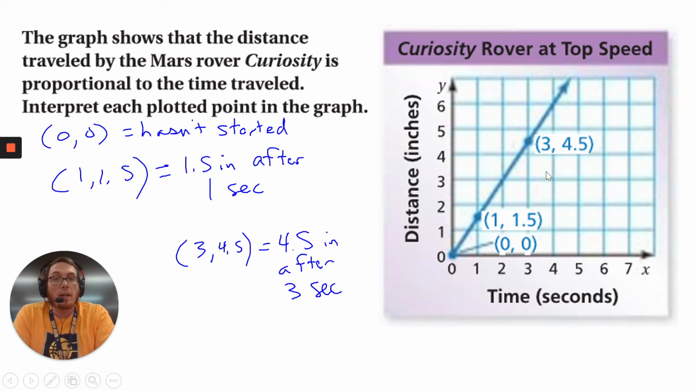The next point is 1, 1.5. That means it's moved 1.5 inches in 1 second. 3, 4.5 would be 4.5 inches in 3 seconds. Notice if you simplify all those down, divide these two numbers by 3, 3 divided by 3 would be 1, and 4.5 divided by 3 would be 1.5. That's kind of like the unit rate. So 1 comma the number is also the unit rate because you're saying every 1 second it's going 1.5 inches. So this 1 comma number could be important because that would always be the unit rate for that situation.